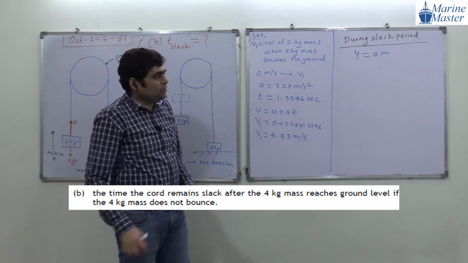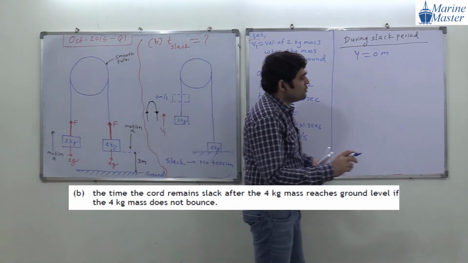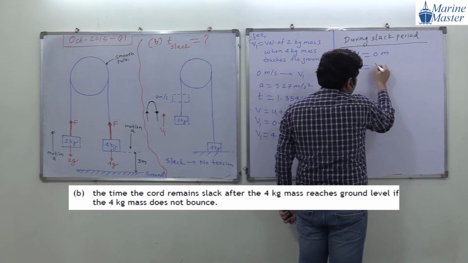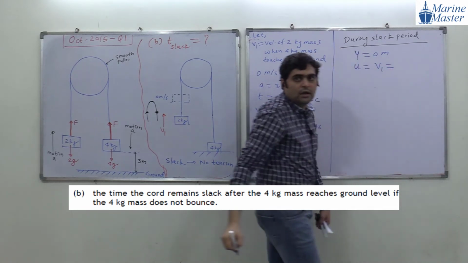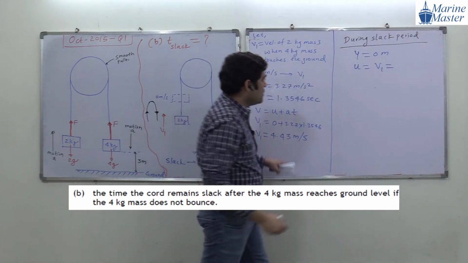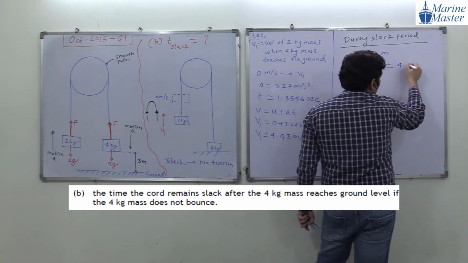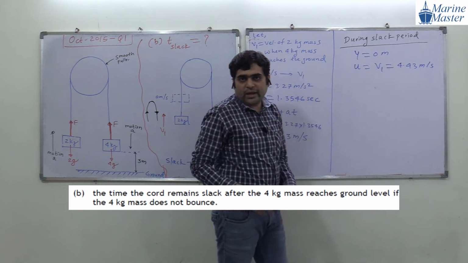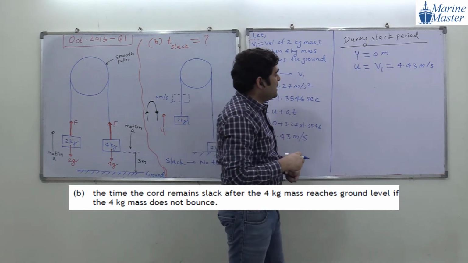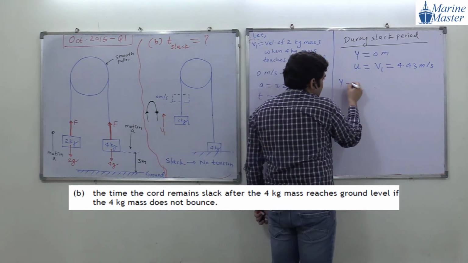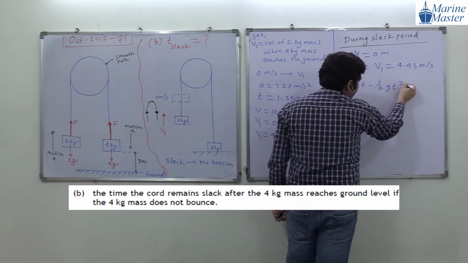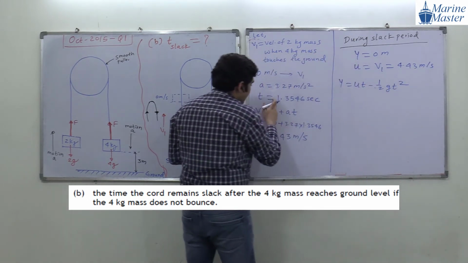So 0 meters. Our initial velocity in this scenario, during the slack period, is v1, which is 4.43 meters per second. Are you getting my point? So we can apply the equation of motion y equals ut minus half g t squared. Here we have not applied it yet, guys.